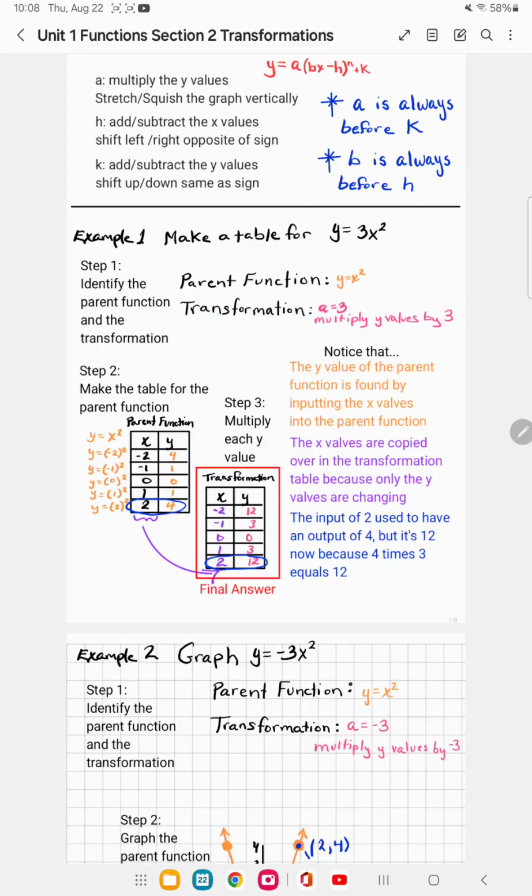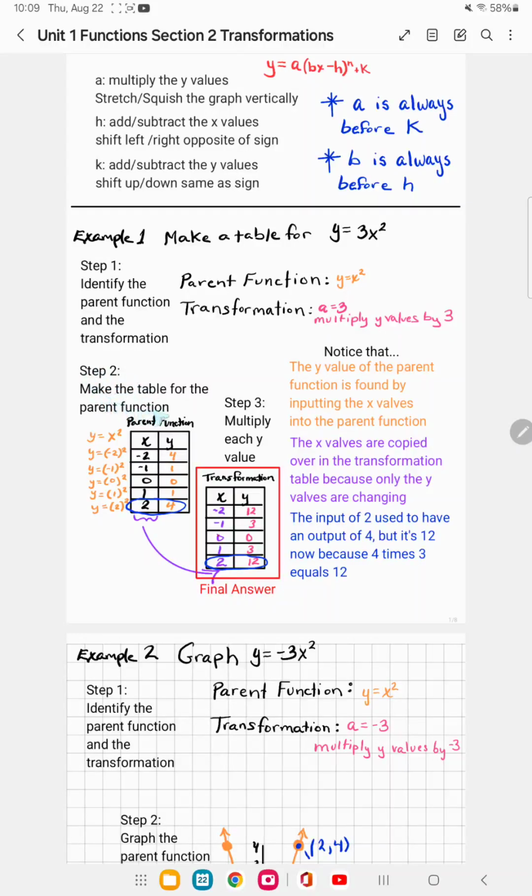The transformation then tells us that a equals 3, because 3 is in the a spot of our original equation. It's in front of the x squared, but not inside with the parentheses. So that's a. So a equals 3. That means we're going to multiply the y values by 3. Now that that's identified, we can move on to step 2.